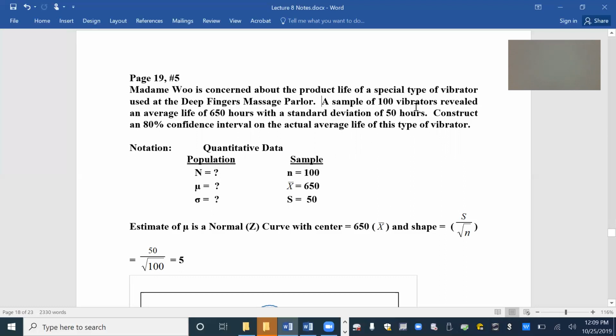A sample of 100 vibrators revealed the average life of 450 with a standard deviation of 500. Construct 80. Is that legal in California? I thought it had to be 68, 95, or 99. Well, I guess not. Okay, 80% confidence interval.